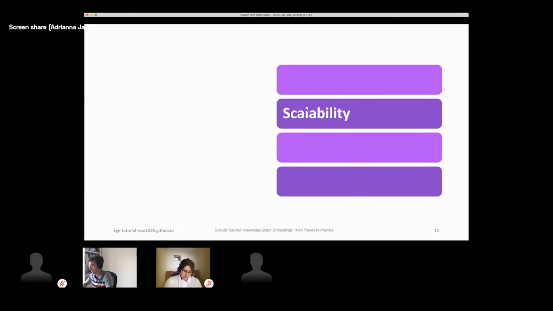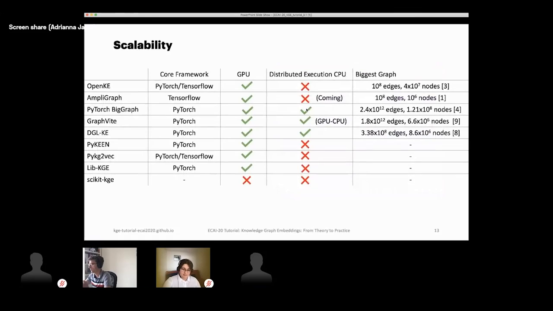Now let's switch to scalability. When we cannot use pre-trained models, we may need to train them on our own. And sometimes when the graph is too big, we may need to scale through distributed execution, which is offered by PyTorch BigGraph, GraphVite, and DGL-KE, and this is something to have in mind.